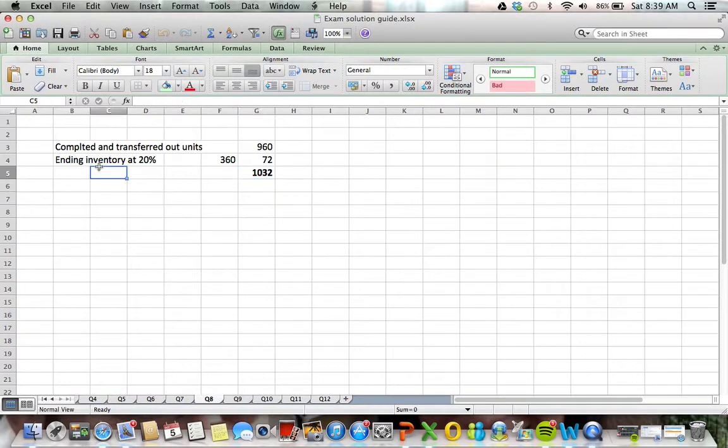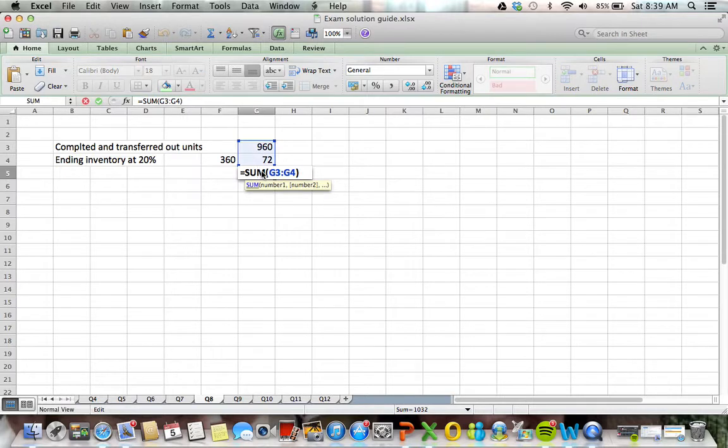To me, I look at it as completed and transferred out units, 960. That's it. 100%. Now, in ending inventory, I have 360 left. But remember, with weighted average, in ending inventory, we multiply by the percentage that it was already complete. Right? Because that's the whole example of 10 sneakers where each one is 10% done. We said that is one sneaker.